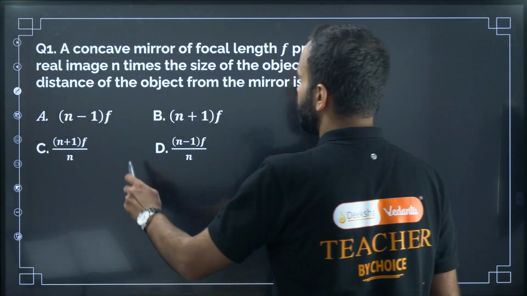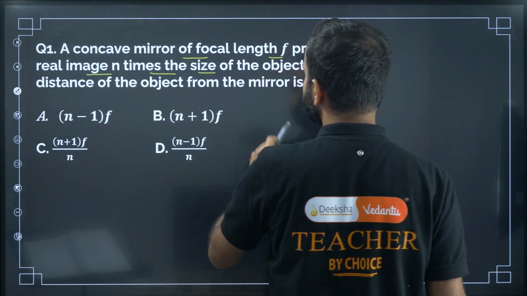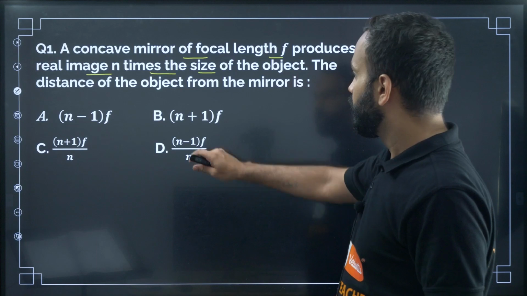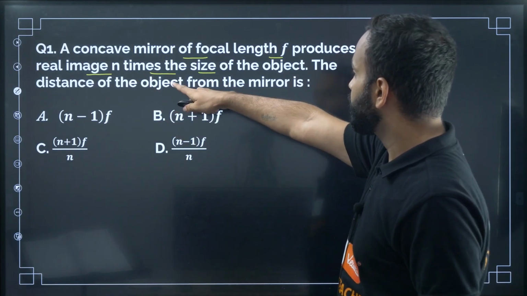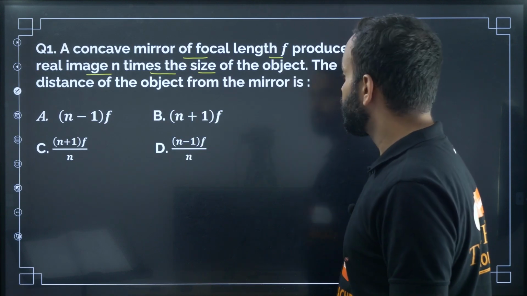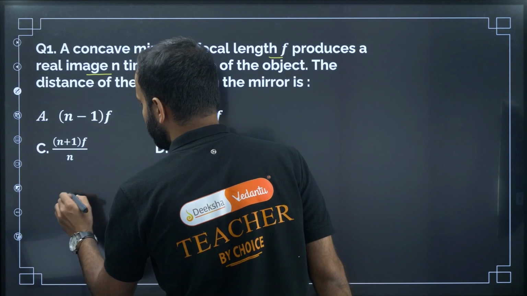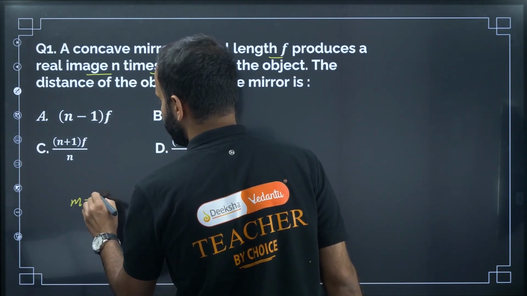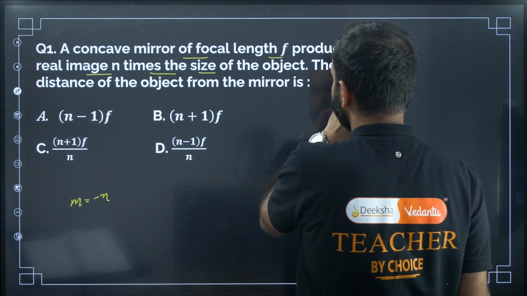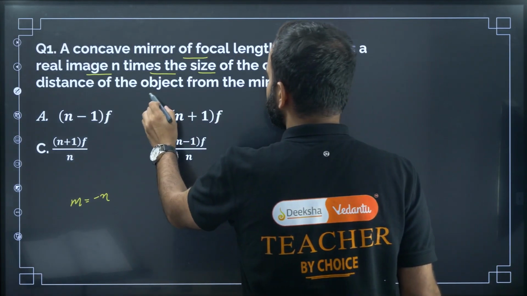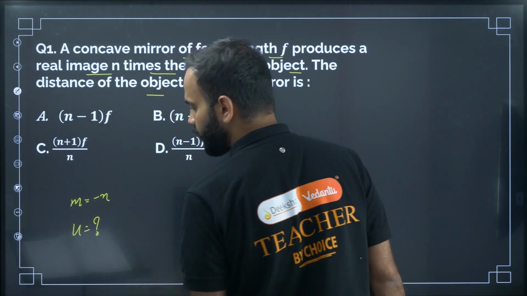The first question. A concave mirror of focal length f produces a real image n times the size of the object. Here it produces a real image, and the size of the image is n times the size of the object. So the magnification of the concave mirror will be minus n, because it's a real image. The distance of the object from the mirror, we need to find the value of u.